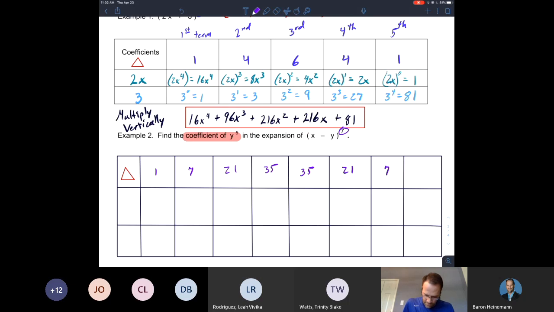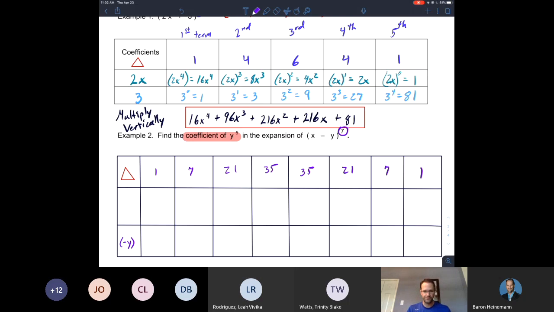21, 7, 1. Right? So that's what it would look like. I don't know if I were doing this on my own, if I would even write all of them, because really they only wanted the coefficient of the y to the 5th term. And since y is my second value here, I need to be careful because it's negative y, it's not just y, and that negative is going to be important.